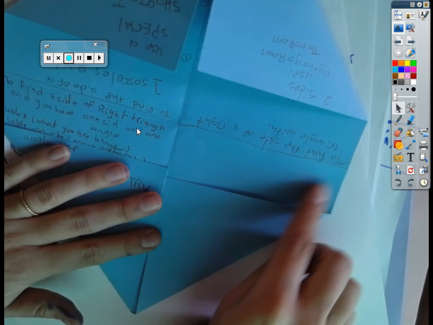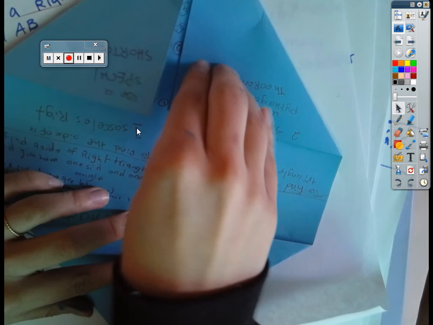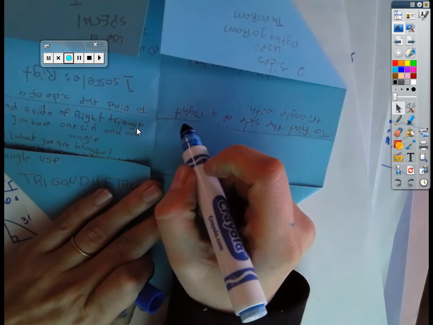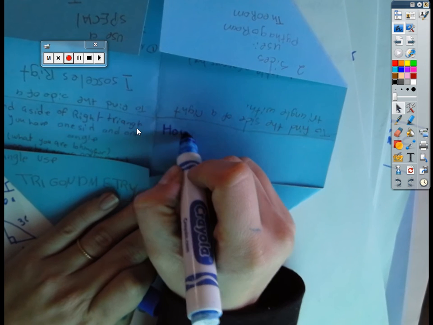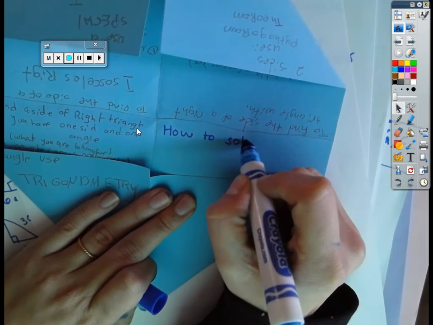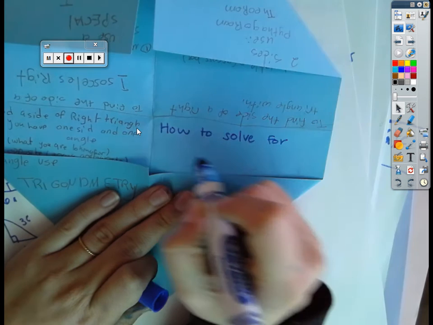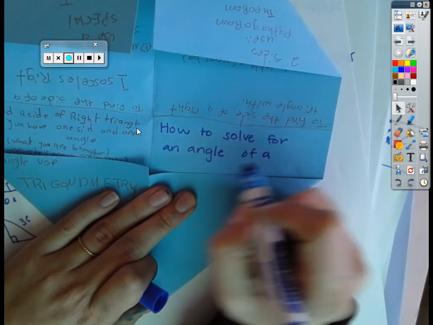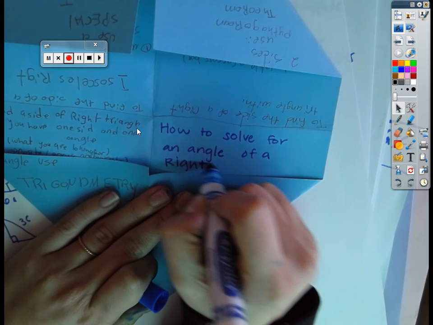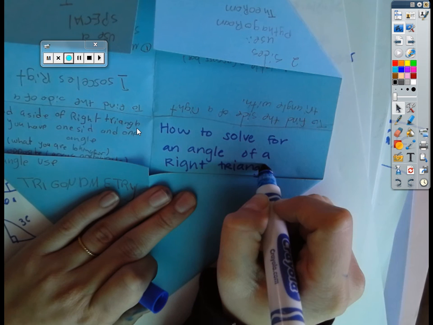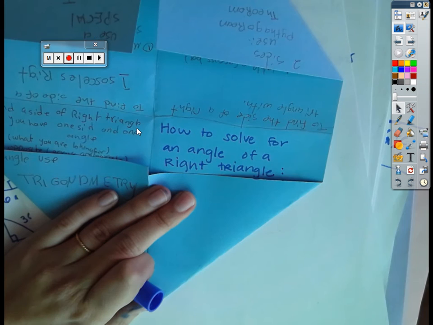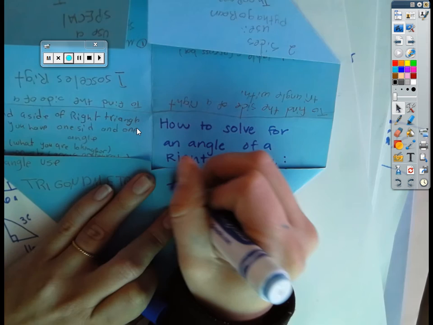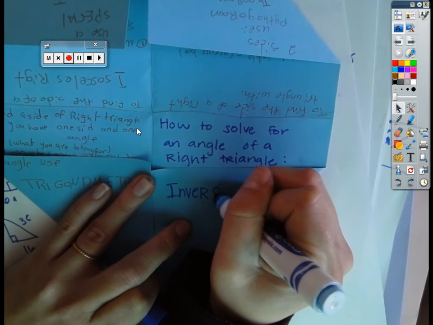So we're going to start a new method here. We talked about the 3 methods for the past 3 days, and now we're talking about this method here. So please fill it in. How to solve for an angle of a right triangle. And so we're going to use inverse trigonometry.